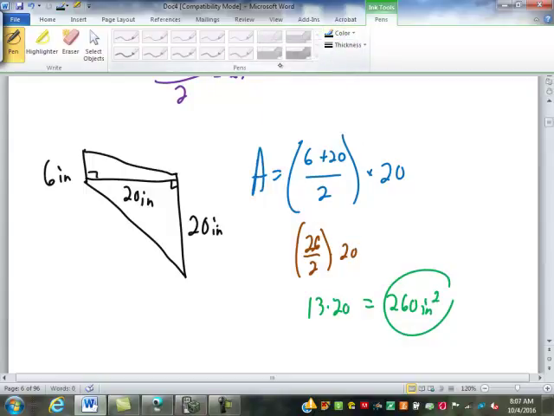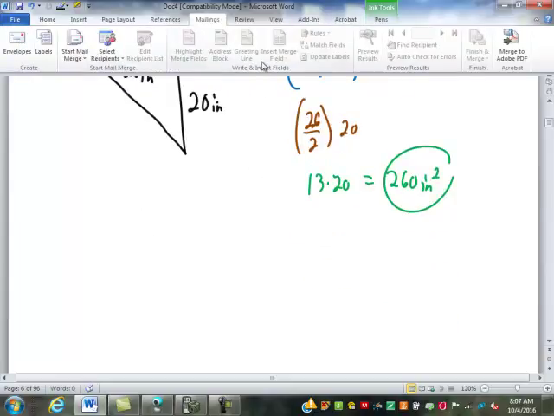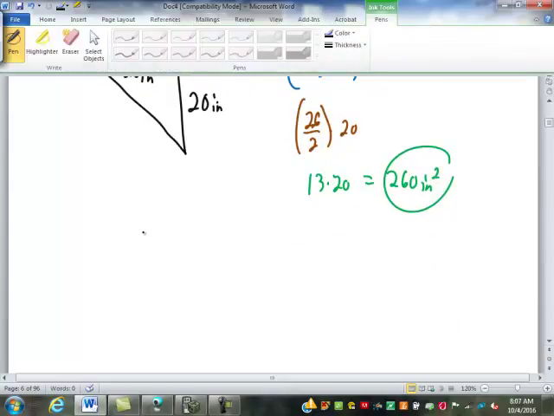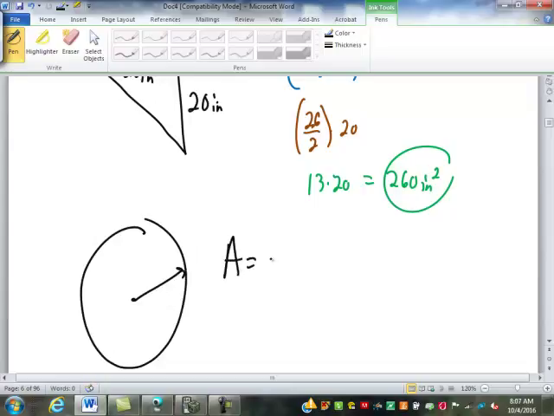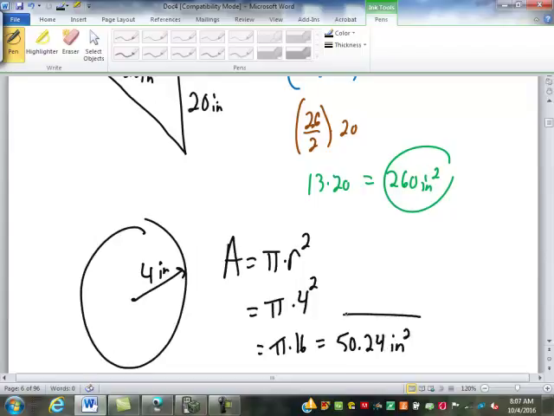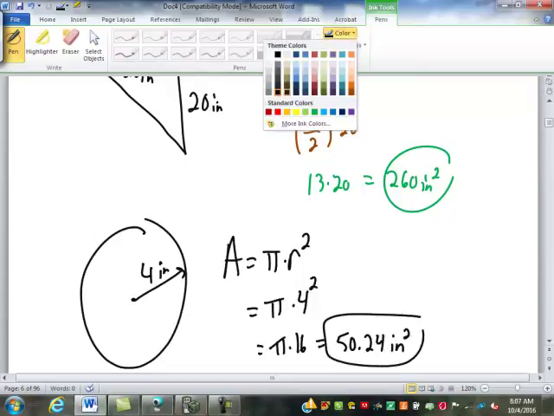For circles, area of a circle goes off its radius. It's pi times the radius squared. So if this is a 4-inch radius, it's pi times 4 inches squared, or 4 squared, which means it's going to be pi times 16, which ends up being 50.24 if you use 3.14 inches squared. We'll look at that more over the next couple of days.